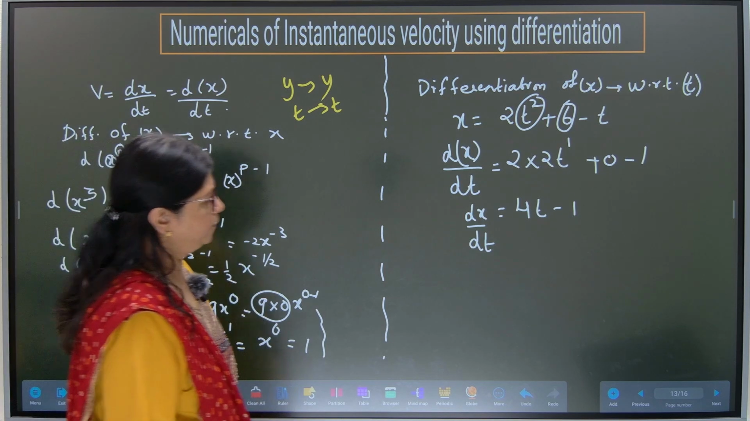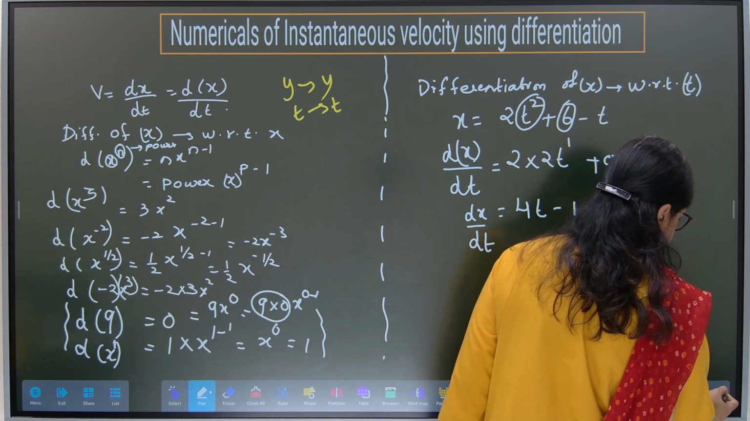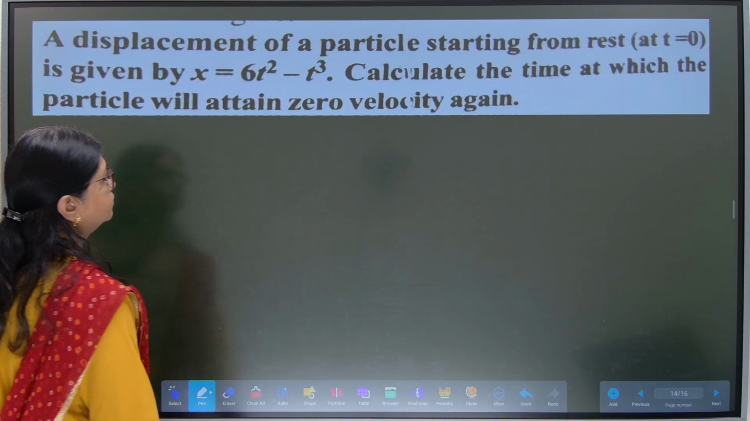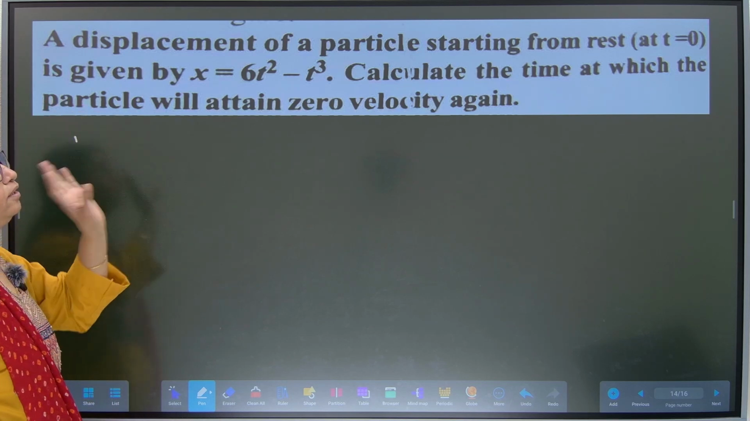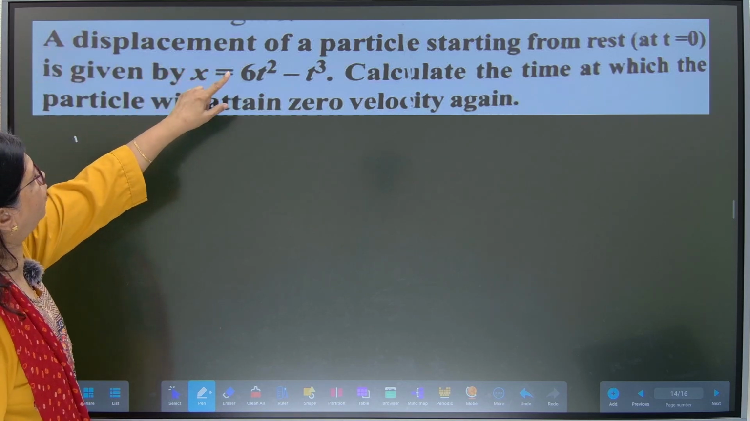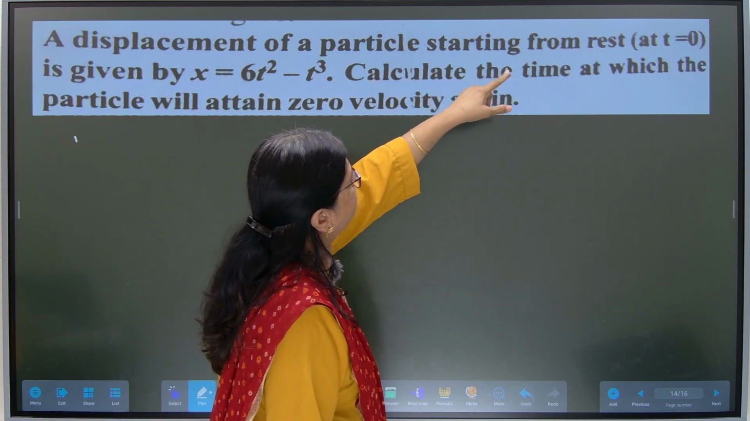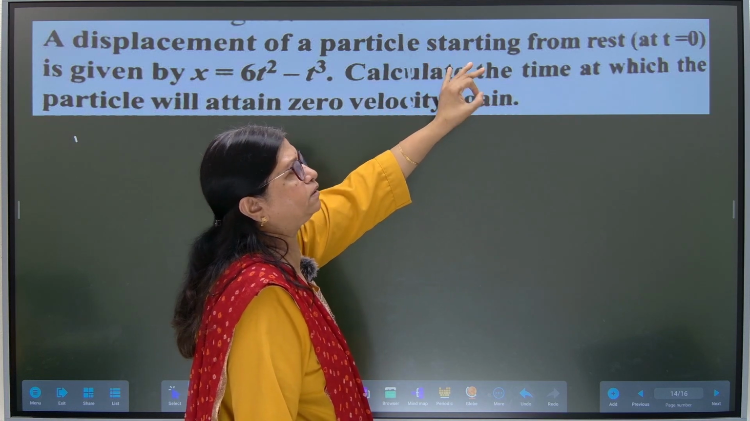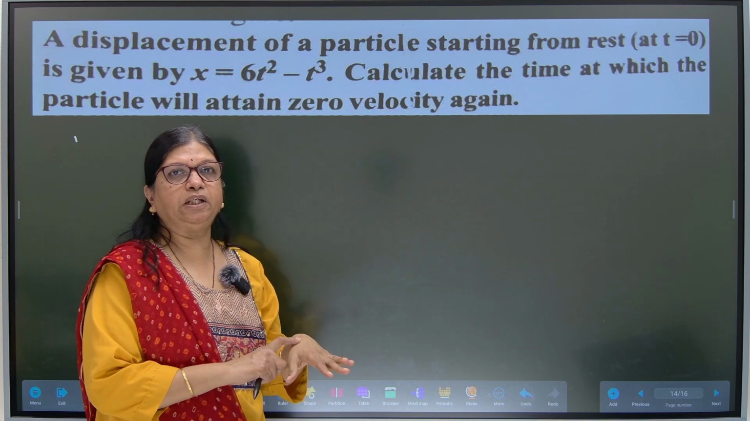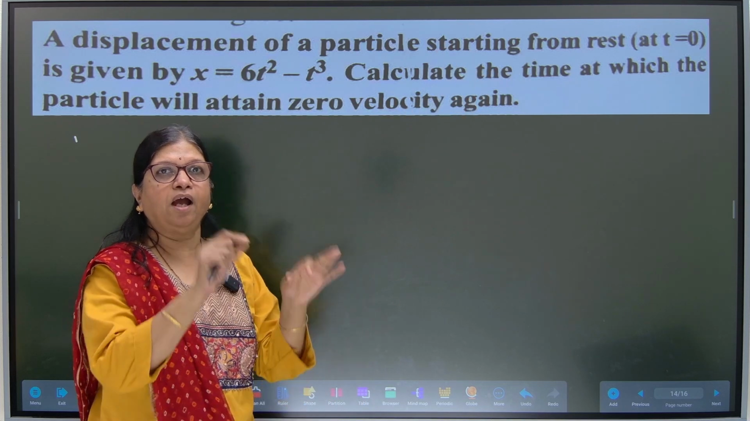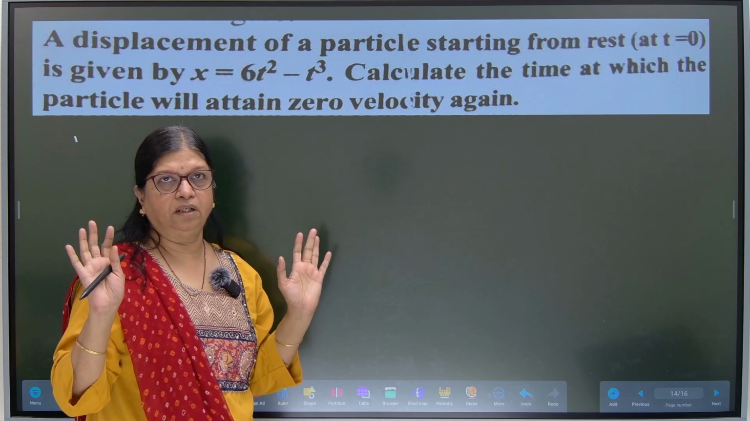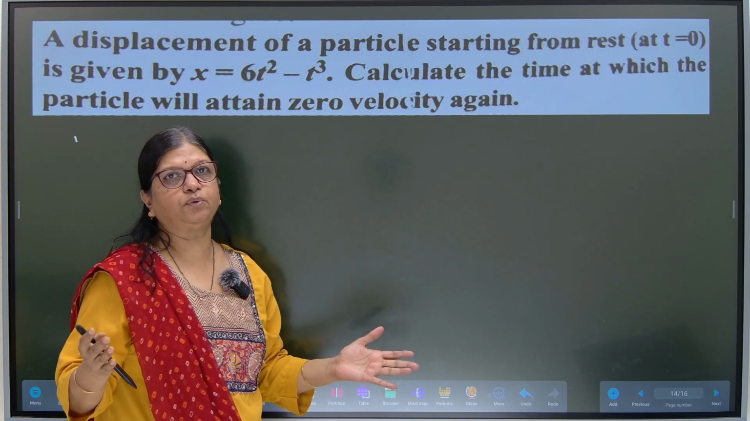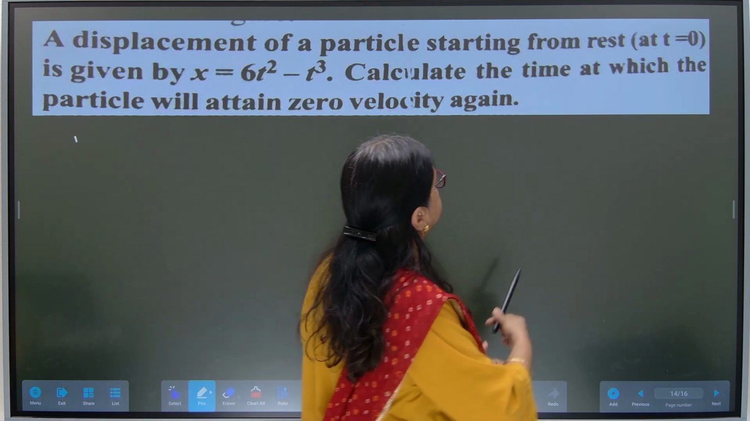Okay. Now, let us go to a numerical. First read the numerical. A displacement of a particle starting from rest at t is equal to 0. So the particle has started from t is equal to 0. What is the meaning of t is equal to 0? That is the time I have started noting the time. Time can never be 0, but I have started noting the time, that is t is equal to 0, and at that time this body was at rest.